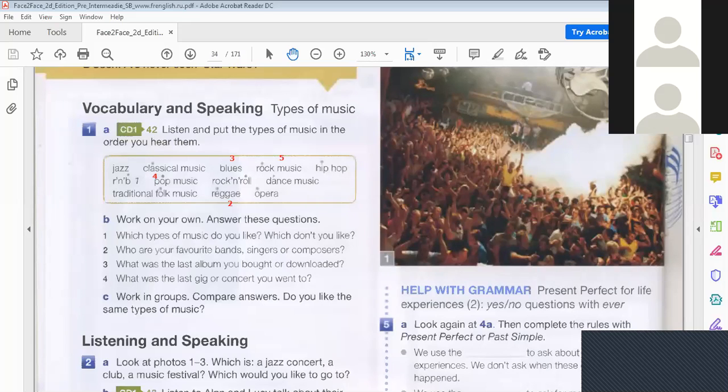What's that? Dance music? Classical? This is jazz. So jazz, yes. Okay, let's listen to number 7. What's this? Dance music. Rock and roll? No, this is not rock and roll, this is dance music. Rock and roll is very, very old. It's Elvis Presley, and nobody listens to rock and roll now.